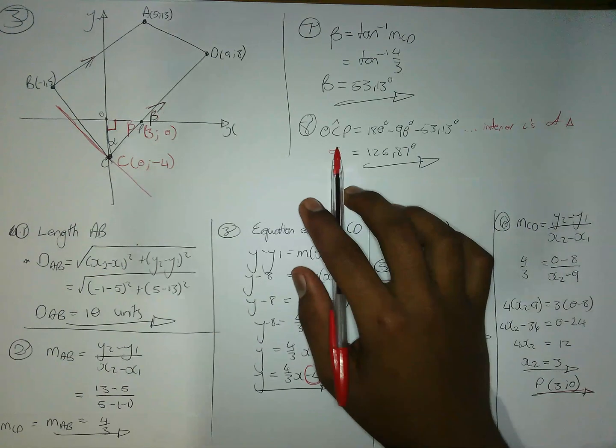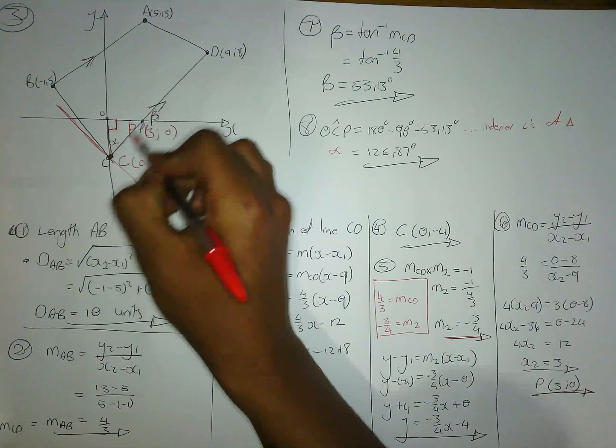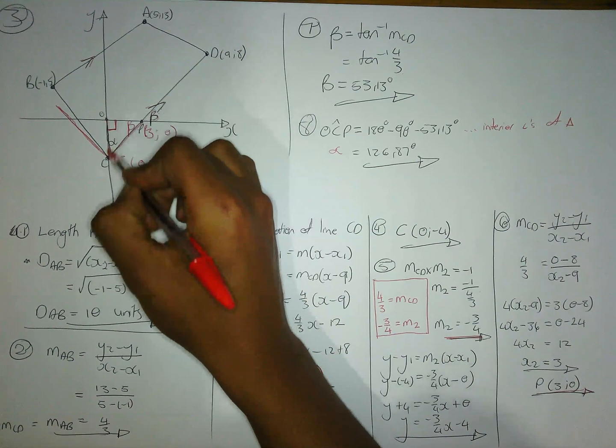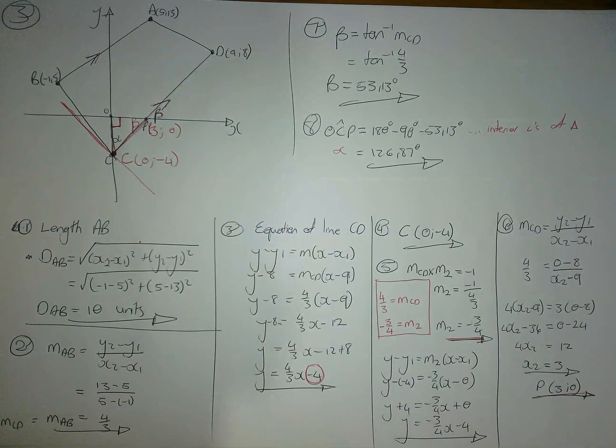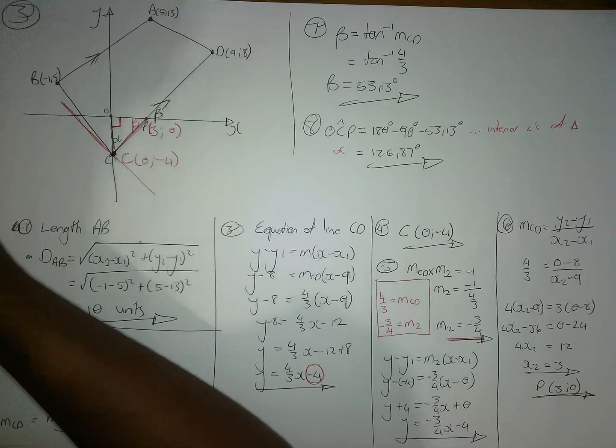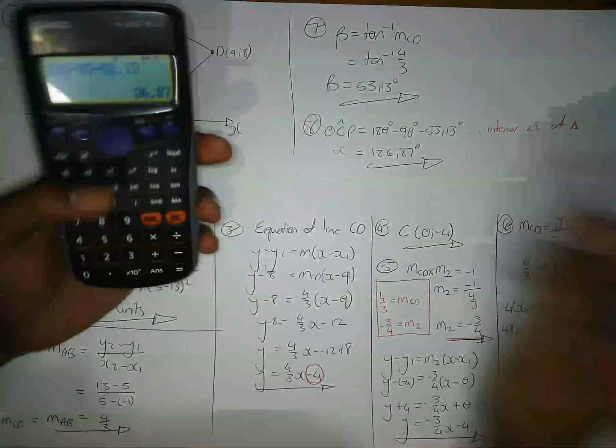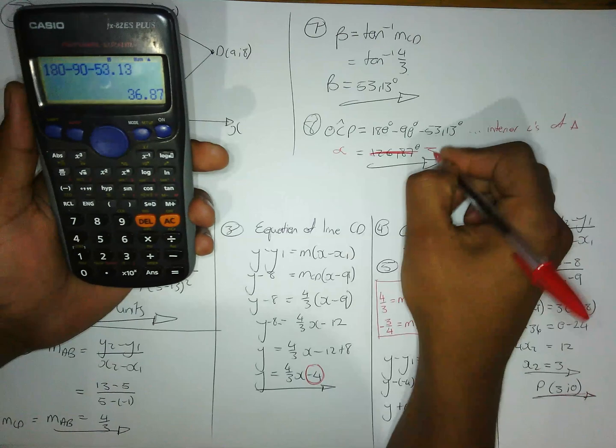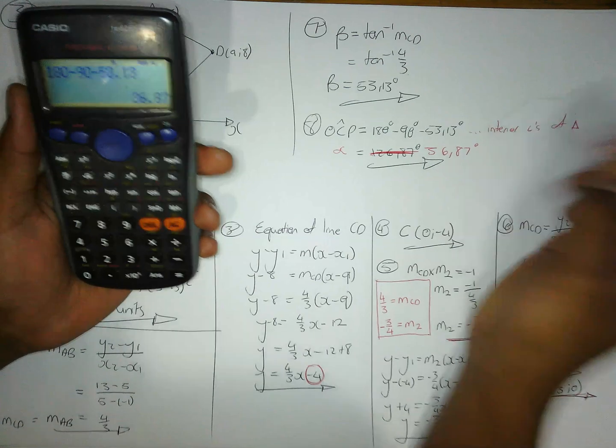OCP is this angle over here. Oh, I think mine is wrong, yeah. Mine is wrong. I think I put in the calculator wrong. Yeah, A36, 100% nice. Nice, yes, that's correct.